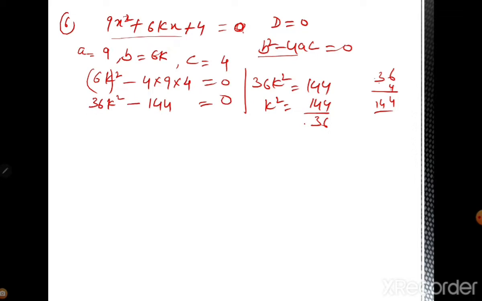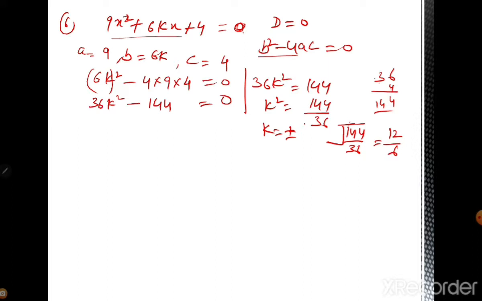36k square is 144, and then what is k square? 144 by 36. And what is k? Then k will be plus minus root of 144 upon 36. Okay, square root. Then it will be 12 upon 6.